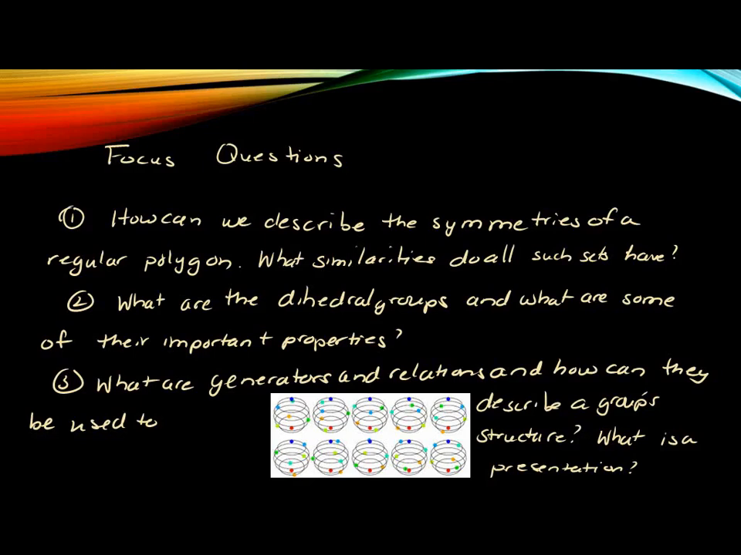Why does Gallian talk about it so much? Why are they kind of the motivation for abstract algebra? They are. What are the generators and relationships that we see in those groups, and how can they be used to describe the group structure?